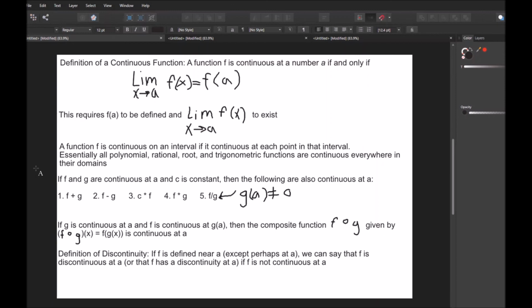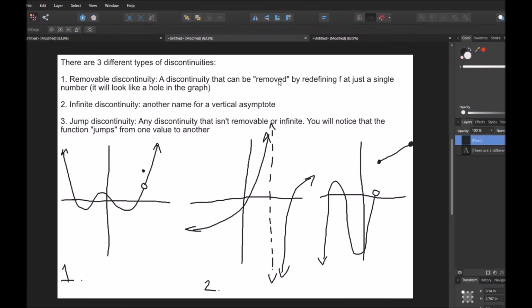So we also need to talk about discontinuity and what it means to be discontinuous. If f is defined near a, except perhaps at a, we can say that f is discontinuous at a if f is not continuous at a. We can also say that f has a discontinuity at a. So when talking about discontinuity, there are 3 types of discontinuities that we want to look out for.